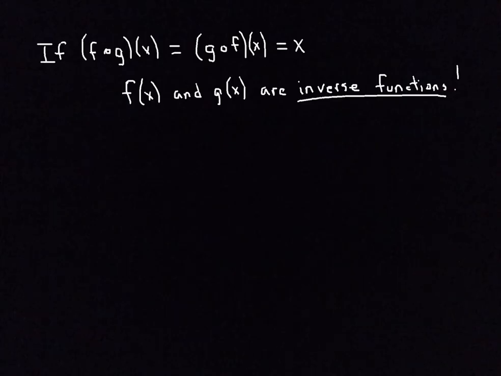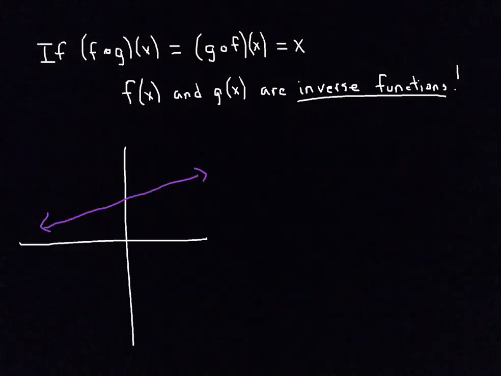So the definition that we have of inverse functions would say something like this. If f of g of x, a composition function, is equal to g of f of x, and they both equal x, then these are considered inverse functions. So if you remember back earlier in algebra, we have this line, let's say this purple line, and if we want to determine if this relation, this set of ordered pairs, is a function or not, we did something called the vertical line test.